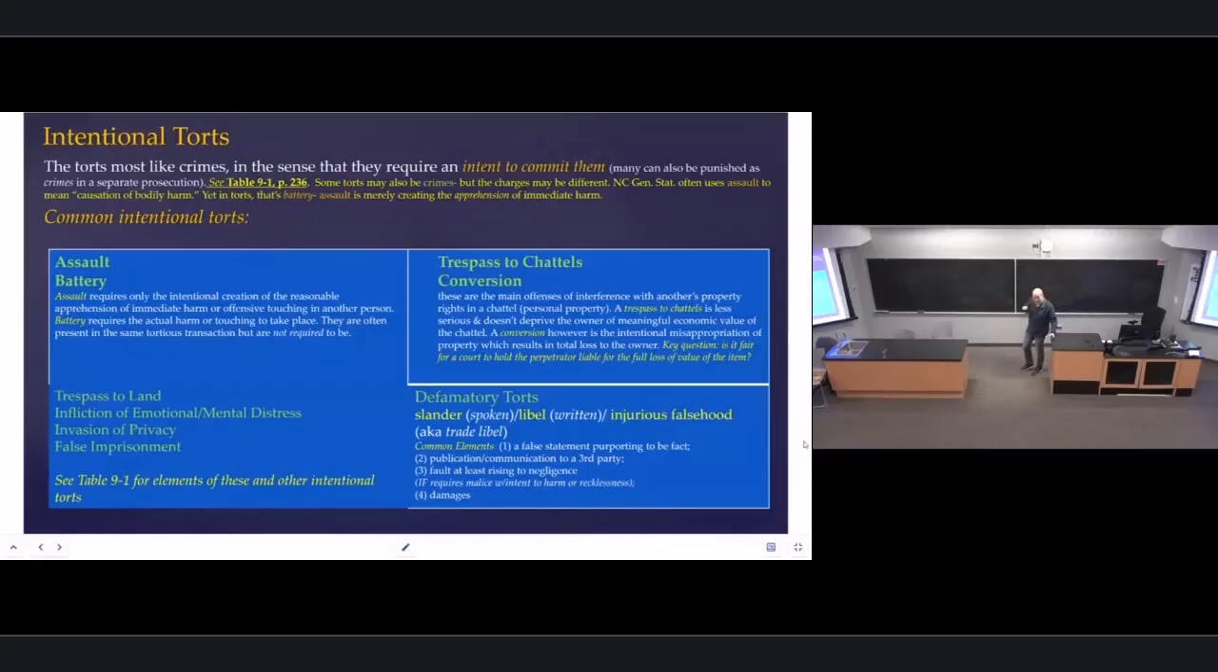Yes, ma'am. I wanted to ask how the situation would change if there's not a clear owner to the property. If there's not a clear owner to the property, you have to be the rightful owner of the property in order to make a claim of conversion or trespass to chattels. So can you think of a situation where there's not a clear owner? Like if you and your roommate get a cat together and you move out and they take the cat.